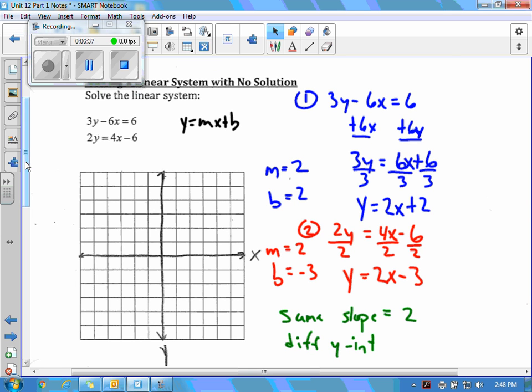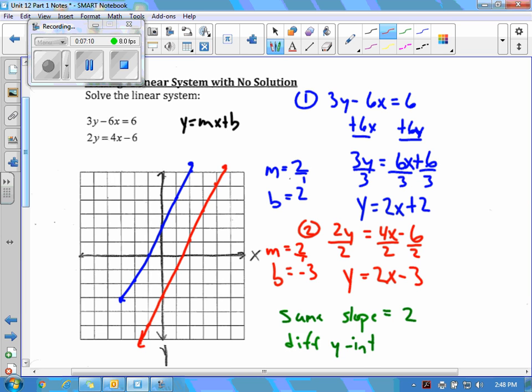So let's go ahead and graph. For the first one, I start at my y-intercept, which is 2, so I'm going to put a point at 2. Then my slope is 2 over 1, so I'm going to go up 2 and 1 to the right, or I can go down 2 and 1 to the left. I'm going to graph that line. For the second one, I'm going to start at my y-intercept, which is negative 3, so I go down 1, 2, 3, and put a point. Then from there, I'm going to use my slope, which is 2 over 1, so up 2, 1 to the right, or down 2 and 1 to the left.